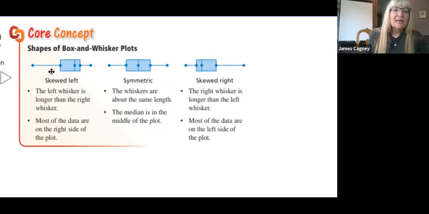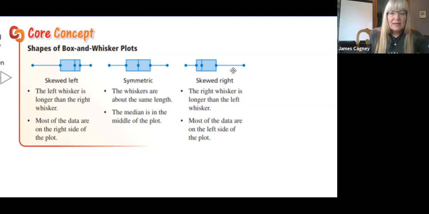Skewed left means my tail is pulled out here to the left. So my left whisker is longer than my right whisker. Most of the data are on the right-hand side. So if I drew a line down half of this, you notice that most of the data is over here on the right. That is when it's skewed left.